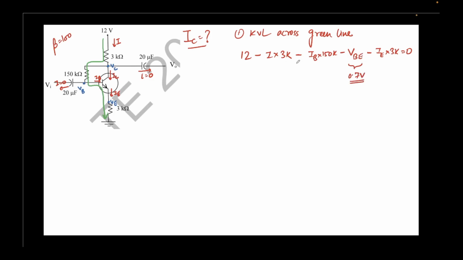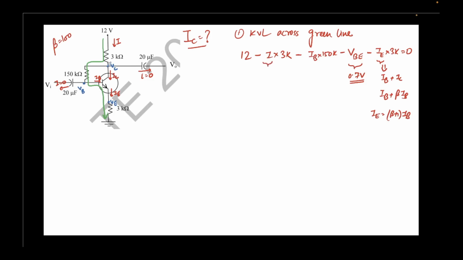Very good. Now the second thing is, let's keep IB as it is, and IE can be written as IB plus IC, correct? And IC can be written as beta times IB. So IE can be written as beta plus 1 times IB. So this term will be in terms of IB. IB is also here. Now we just need to find this term I.